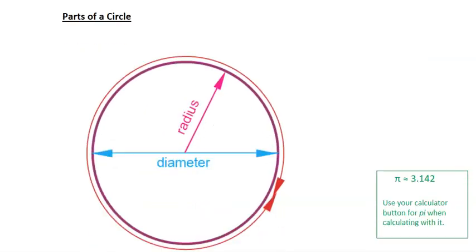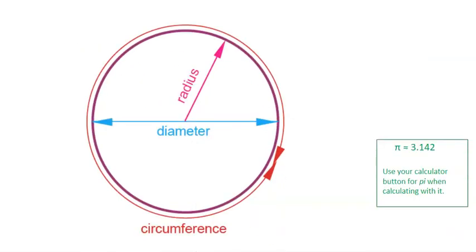So just to recap parts of the circle, around the outside we have the circumference. From one side of the circumference through the center to the other side is the diameter, and from the center of the circle to the circumference is the radius.